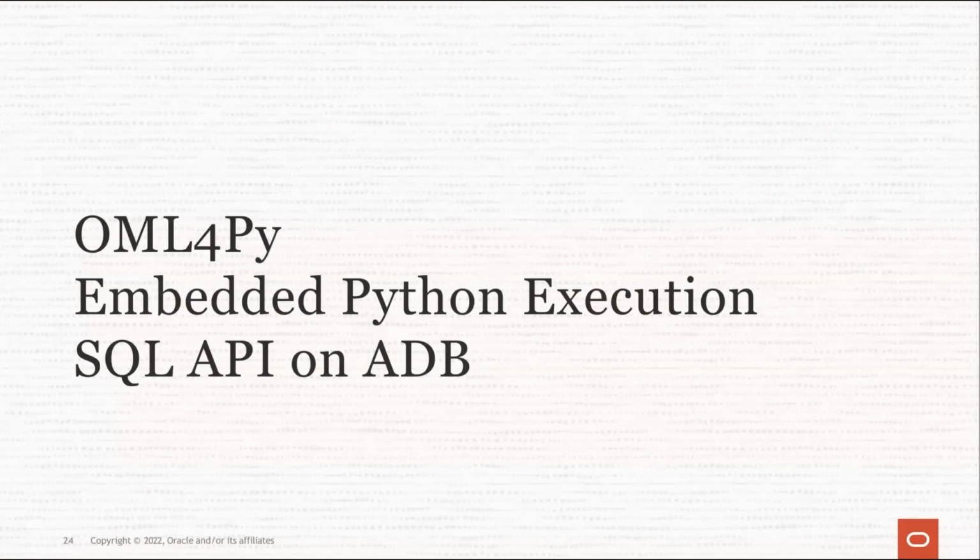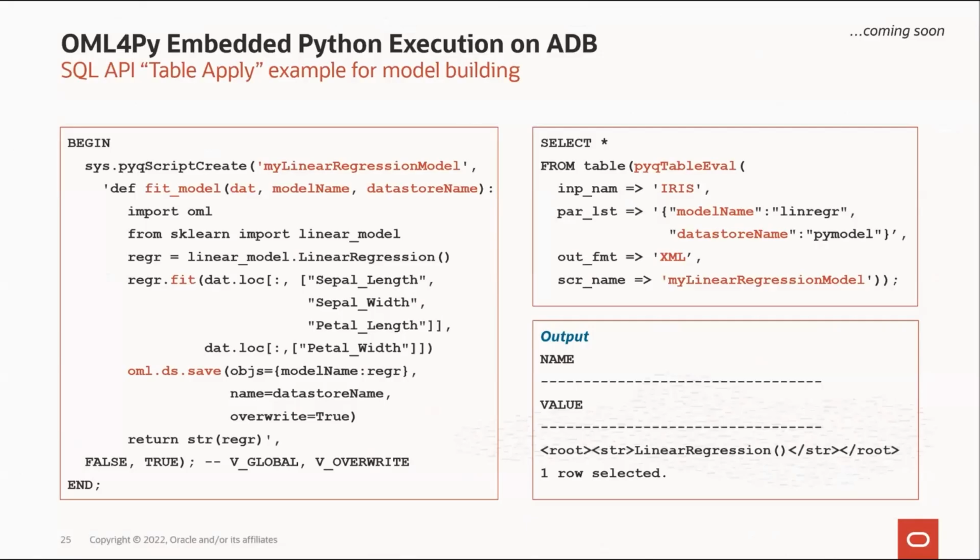So next is the SQL interface for OML for Py on Autonomous Database. Here's an example showing the OML for Py SQL interface for embedded Python execution. Now on the left, we have a user-defined Python function that builds a linear model from scikit-learn, then saves this model in the database using the datastore.